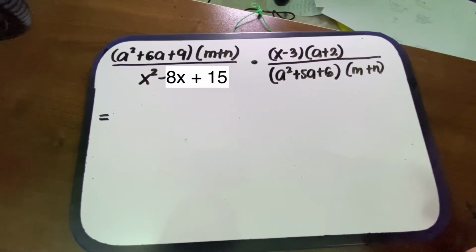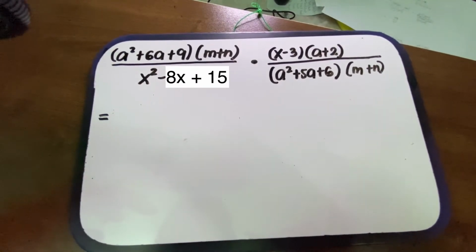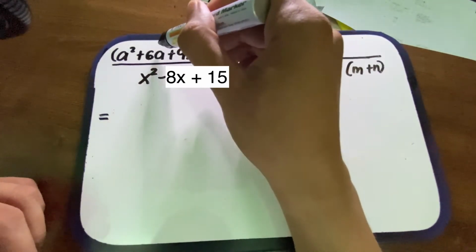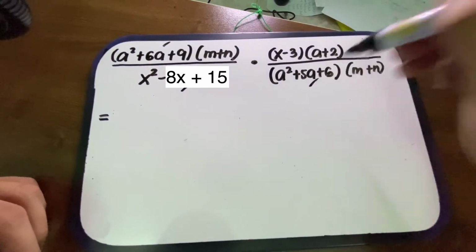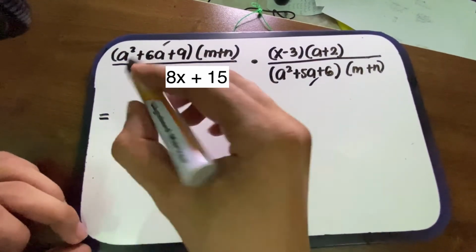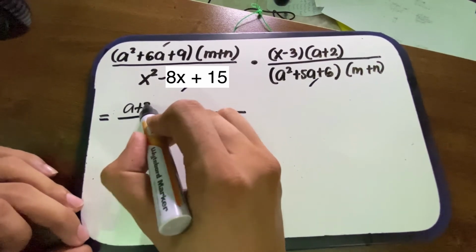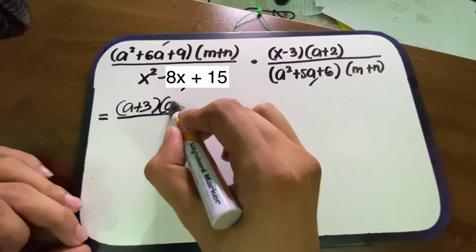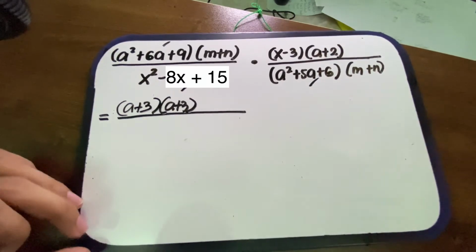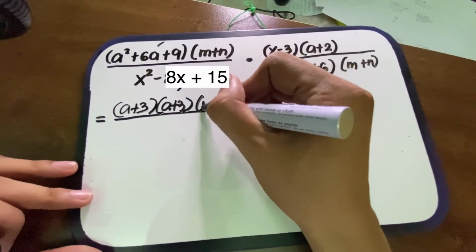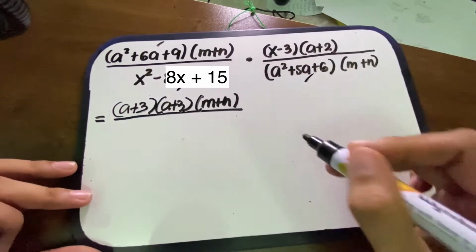We have this example, so we can go directly to step number 2, okay, to simplify or factor out this one. Okay, so this will become a plus 3 and a plus 3. So example of perfect square trinomial. Then copy m plus n, right?